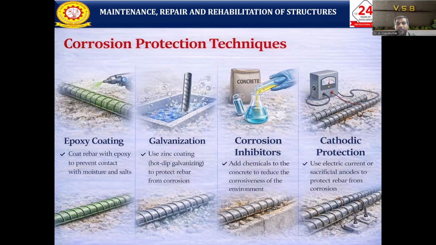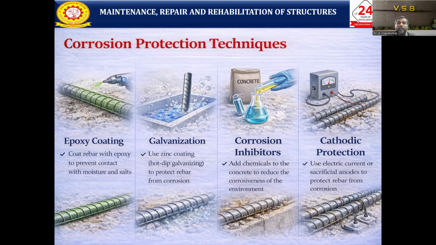Okay, we have different corrosion protection methods available: epoxy coating, galvanization, corrosion inhibitors and cathodic protection. Using these methods, we can protect our steel reinforcement. The first one is the epoxy method, where we coat the rebar. It is a normal steel reinforcement that we coat with epoxy. The epoxy acts like a barrier between the steel and moisture, so we can prevent the rebar from contacting the environment and prevent corrosion of the reinforcement.